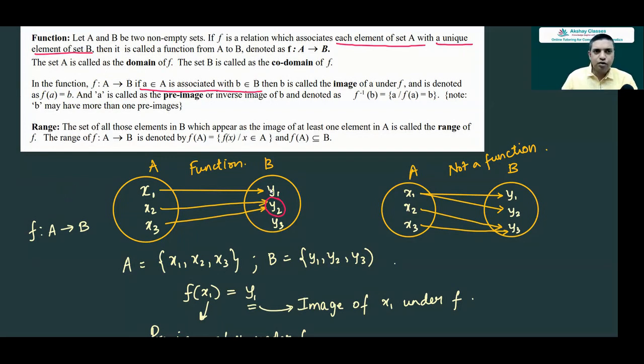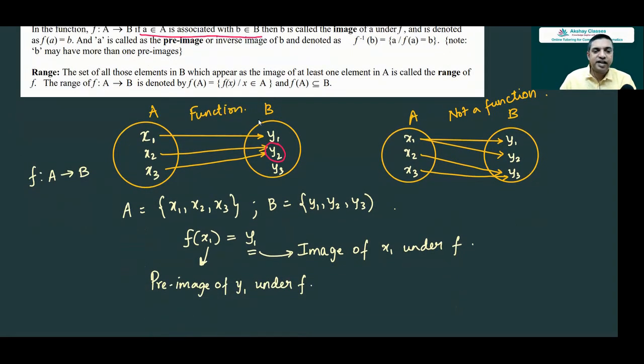So look here. This y2 is an element in B. What are its pre-images? X2 and X3. These are the pre-images of y2. So elements in B can have more than one pre-image. Okay. But elements in A cannot have more than one image. That is the important part.